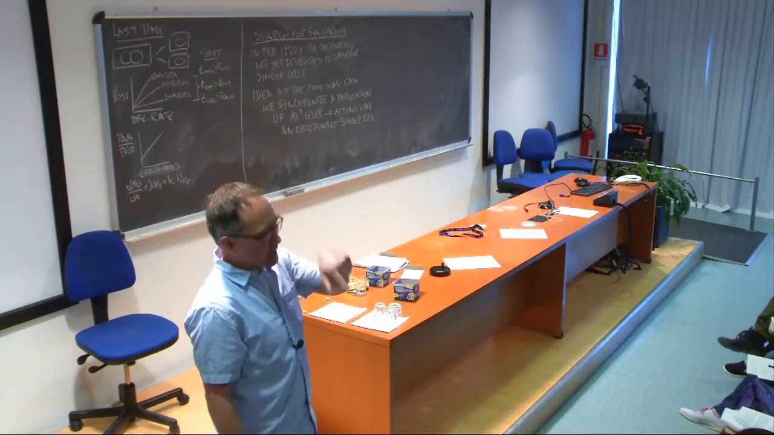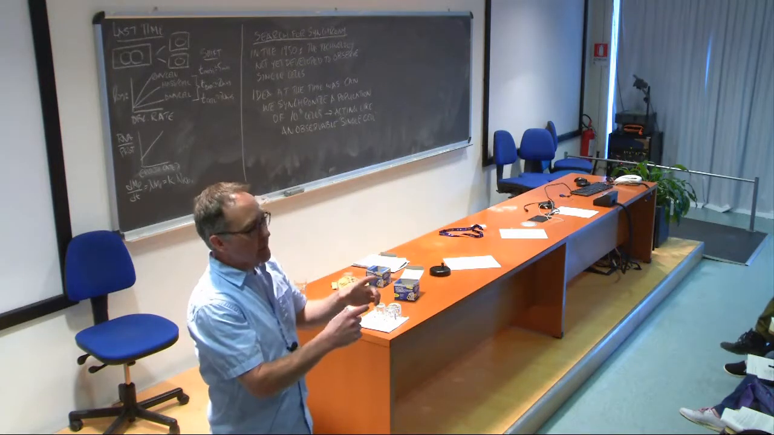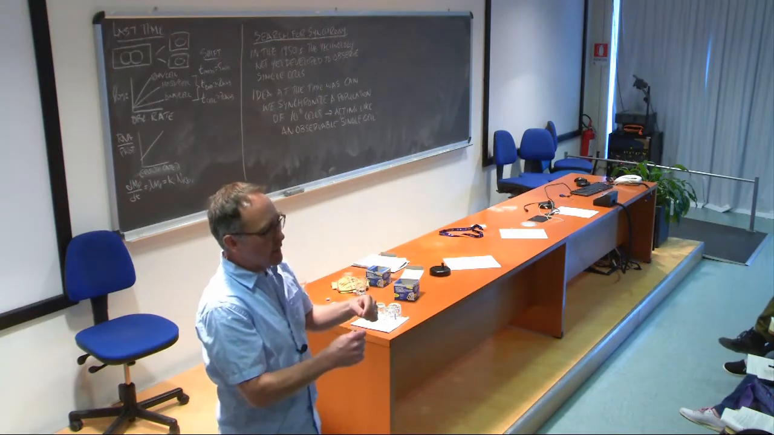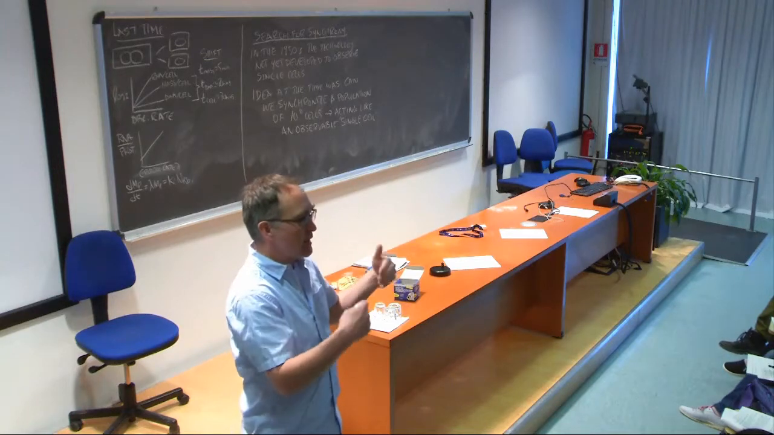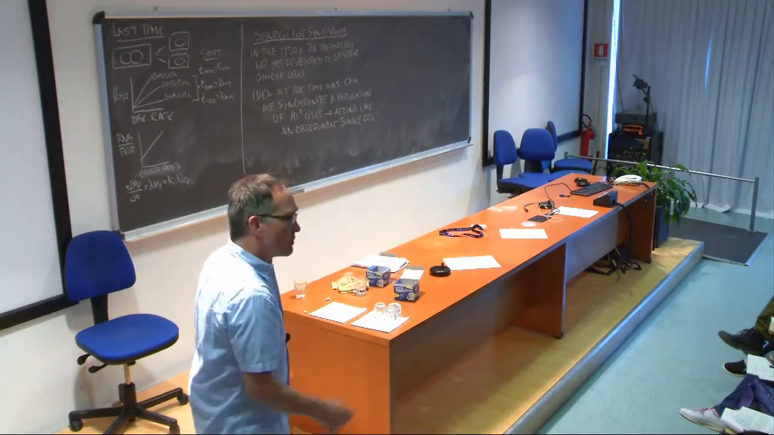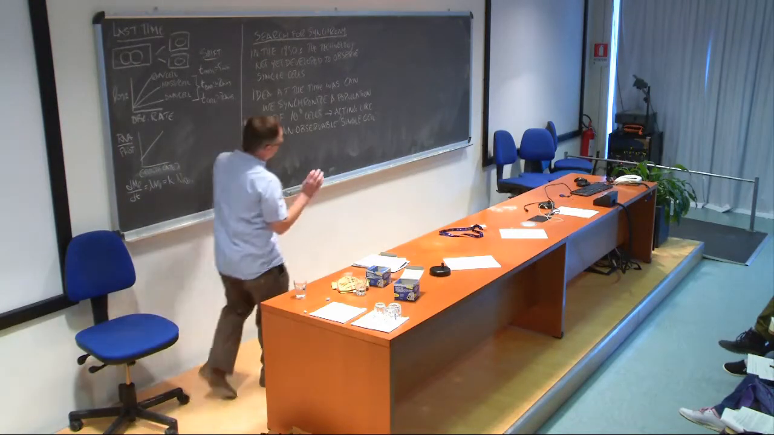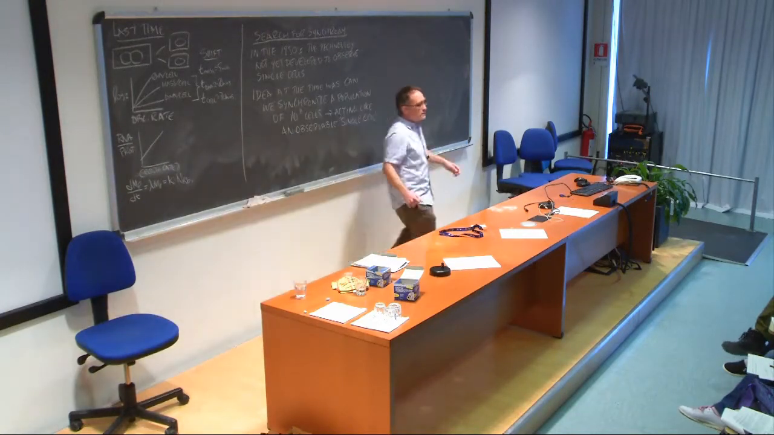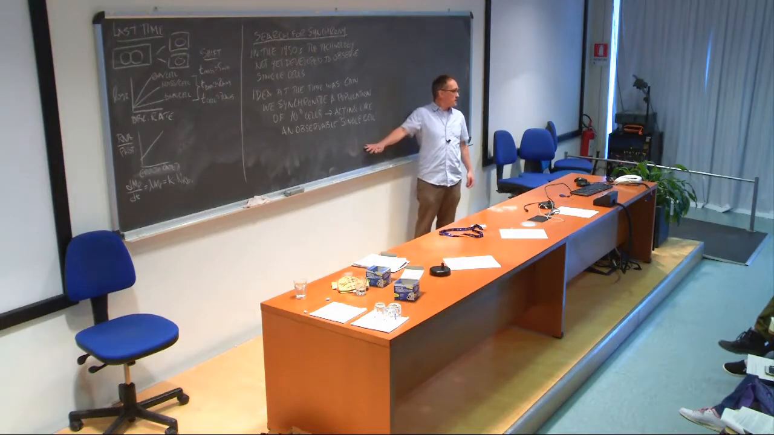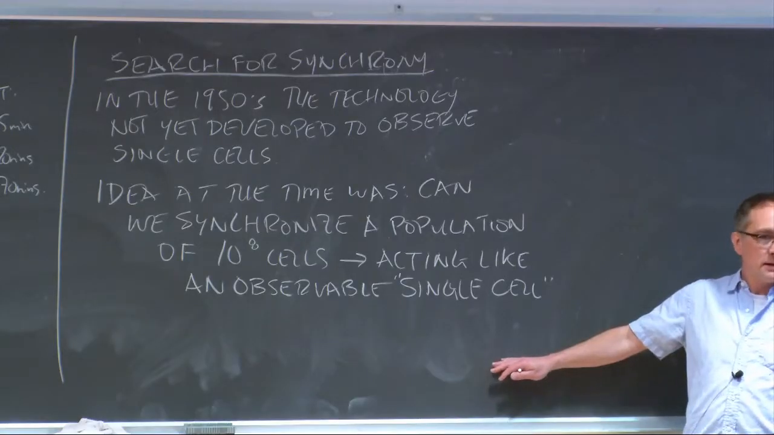But then again, there would be an implicit assumption that the cell cycle within each cell is somehow the same. If you're at the same age, you're undergoing the same. And for a eukaryotic cell, that would be problematic. For bacteria, it's not so bad. Okay, any questions about this search?